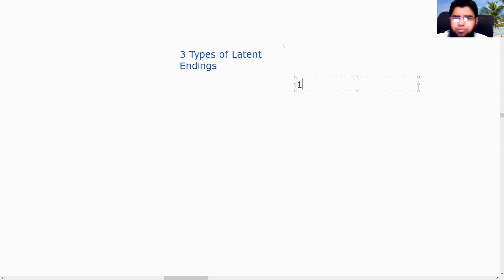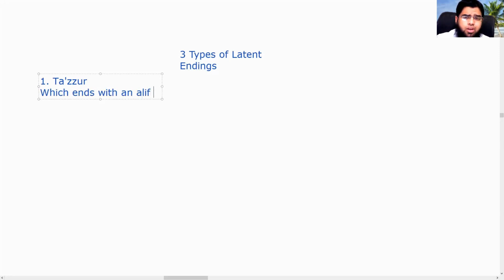One, I should bring it to the left. One is ta'azzur. What is ta'azzur? Yeah, we can't put an ending, which ends with an alif or an alif maqsura.